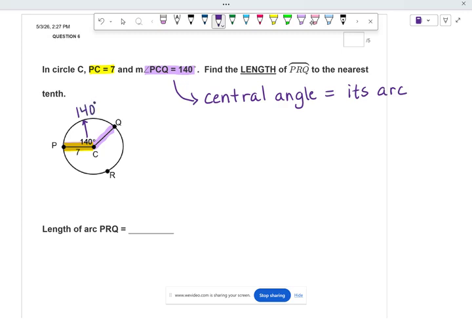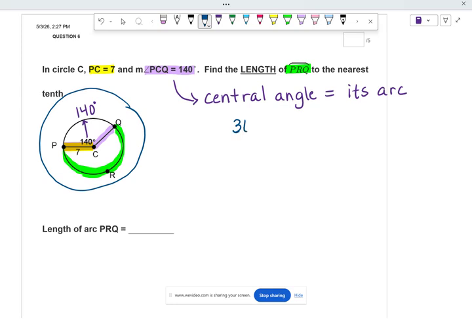All right, let's keep reading now. Let's see, what do they want? Find the length of arc PRQ. They want the length of the rest of the circle. Well, first we have to find the degree measure for arc PRQ. We know that a whole circle is 360. Subtract that 140, and the measure of arc PRQ is going to be equal to 220 degrees.